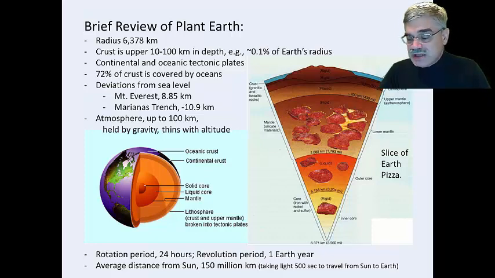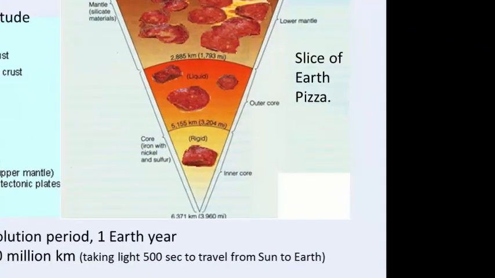If you look again at our slice of Earth pizza, and we start at the bottom, the tip of the slice, we have a solid core that is made primarily of iron. It is under very high temperature and pressure, but the pressure is so high that we think it is a solid core. And then we have an outer core where the very high temperature, we think, causes the material, mostly iron again, to be liquefied.